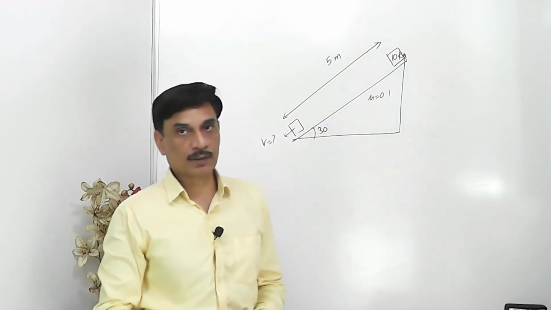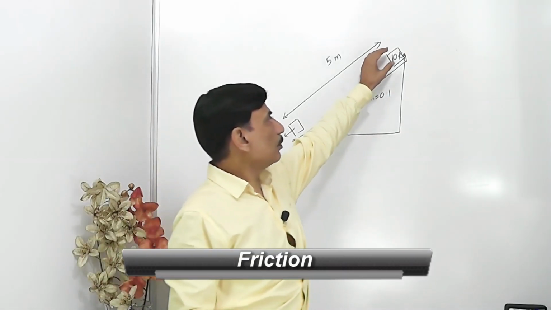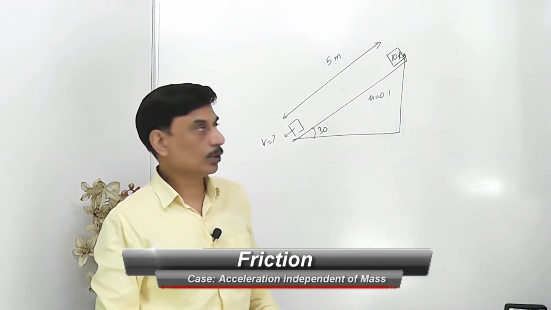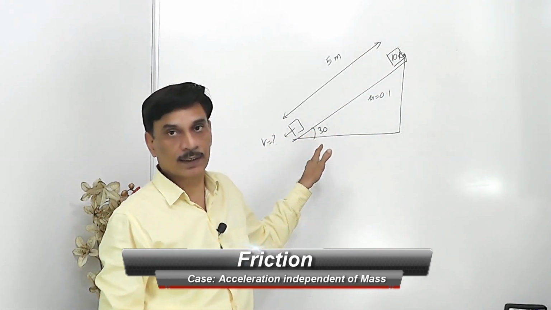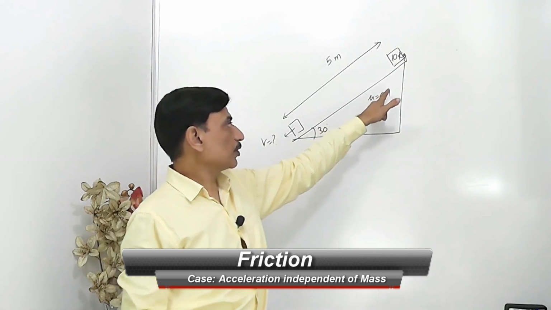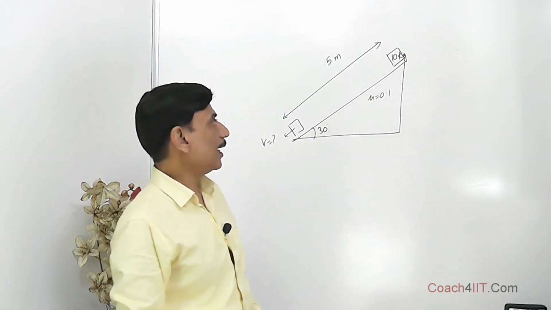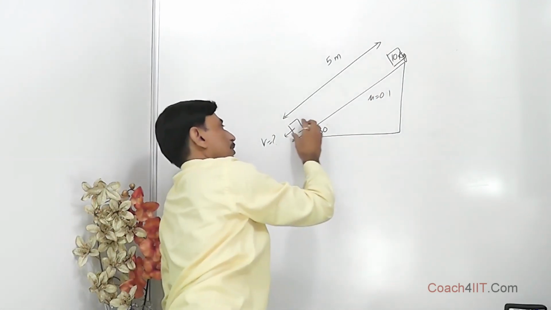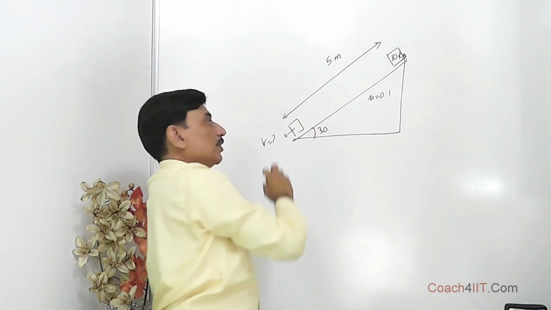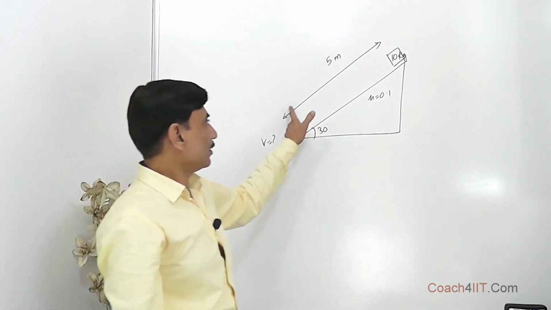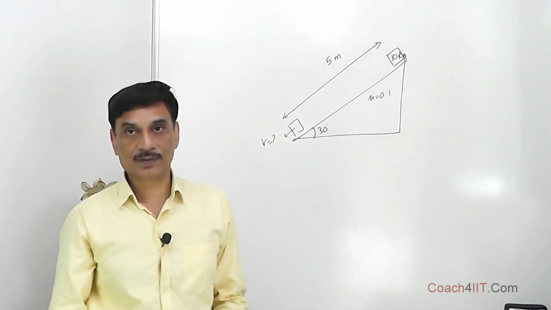Mass 10 kg, which has been released from here, that is with the initial velocity equal to 0, onto this inclined plane, and the coefficient of friction between this and this is 0.1. We are asked to find the velocity of the block when it reaches the bottom. The length of this slope is 5 meter.